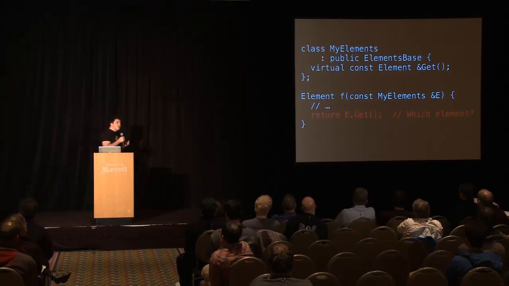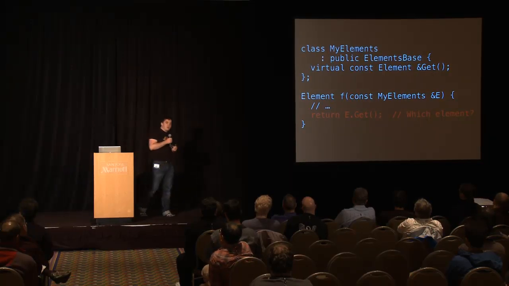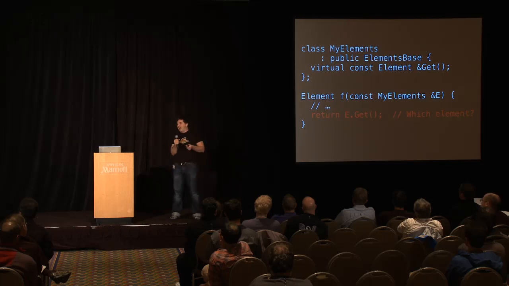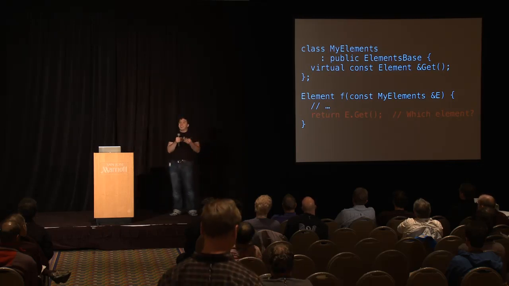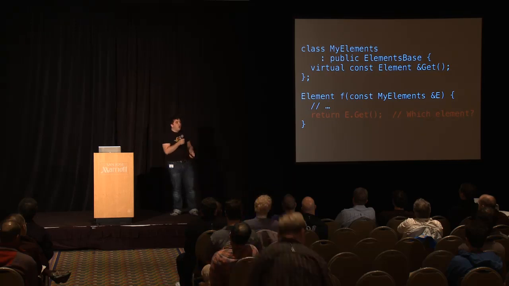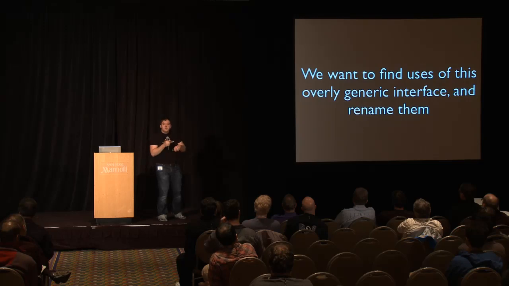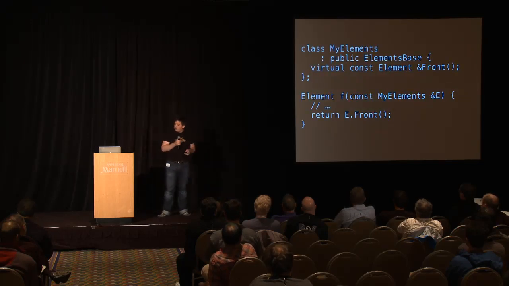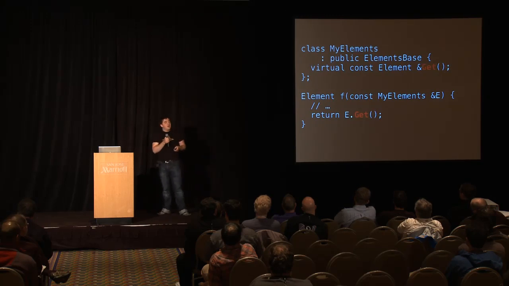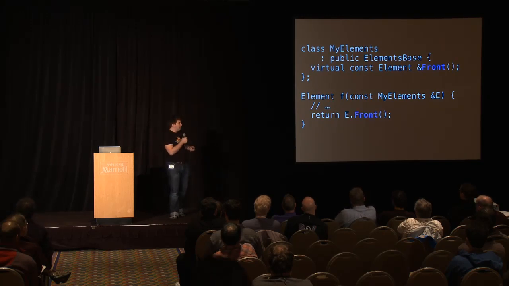And what they really want to do is they want to match the uses of this interface, because this interface was bad. They used the word get for getting an element of a container. But which element do you get? What they actually wanted was something else, right? And we need to find uses of this overly generic interface, and we need to fix them. We need to take code that looks like this. We need to make that get turn into something a little bit more sensible, like front.